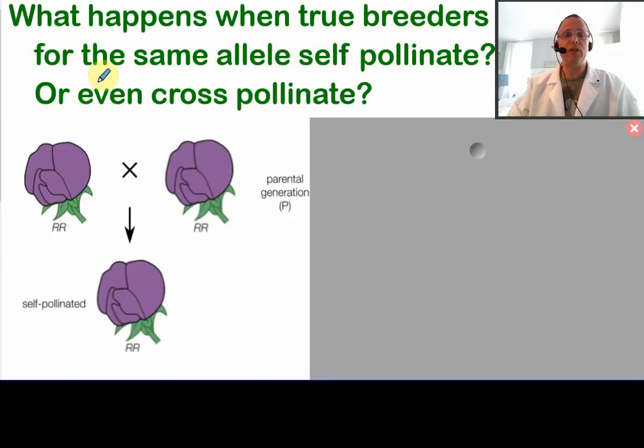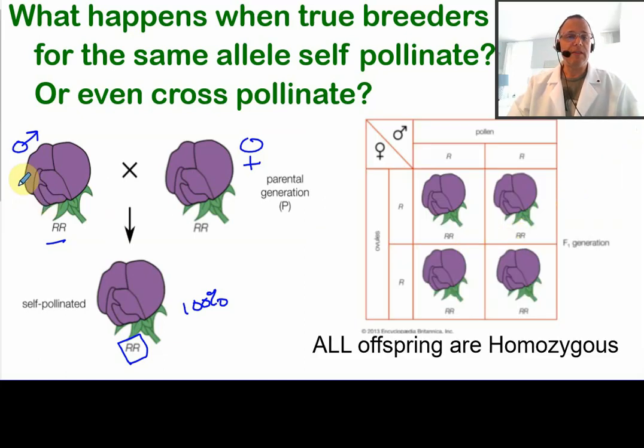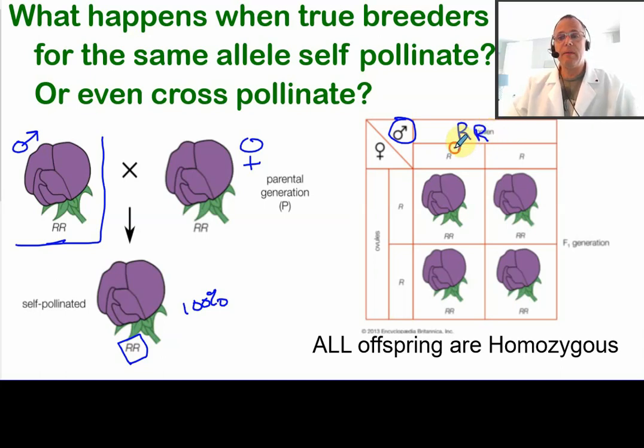So, what happens when true breeders for the same allele self pollinate or even cross pollinate? Well, here let's identify this as the male and this the female. You'll see why when I show you the Punnett square. When they self pollinate, we end up with 100% of the offspring resembling the parents. And it could work like this. So here is the first one, and that's the male symbol. The two options to pass on to the offspring are big R, and big R, but you can only pass on one to the offspring. So let's put that one here and the other one here.